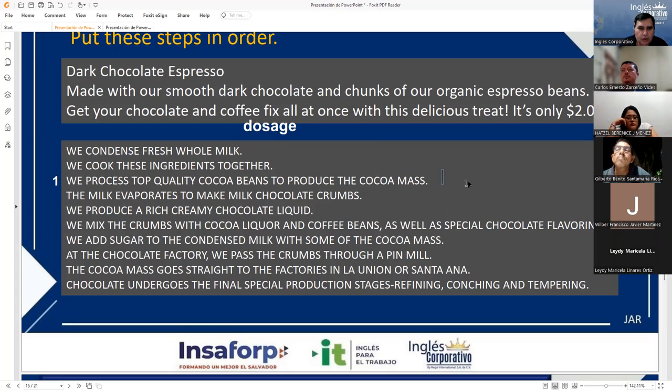Do we cook the ingredients together? Or is this one the first? Maybe we cook the ingredients together and maybe we process top quality cocoa would be number two. Yes, it sure makes sense. Makes sense, right? What about number three?